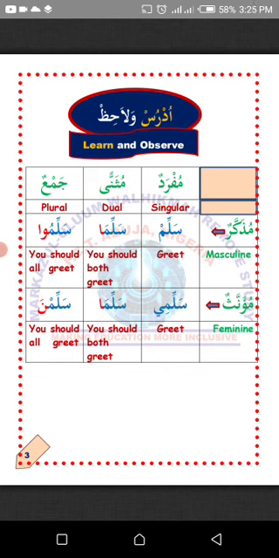So if there are more than two, you go and replace yaun in sallimi with nunun carrying fataha. Then you give sukun to the letter before it. So the verb sallimi will now become sallimna, which means you should all greet, commanding a group of female persons to greet. La'alaka fahimt? I hope you understand. MashaAllah.